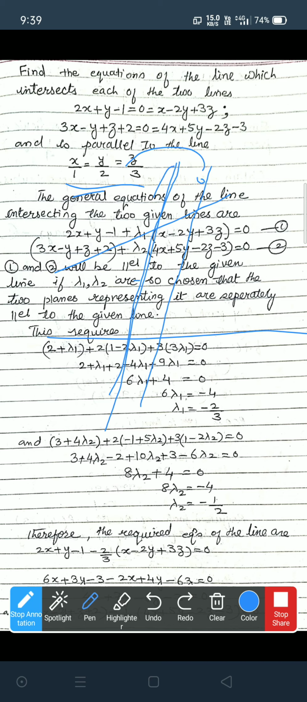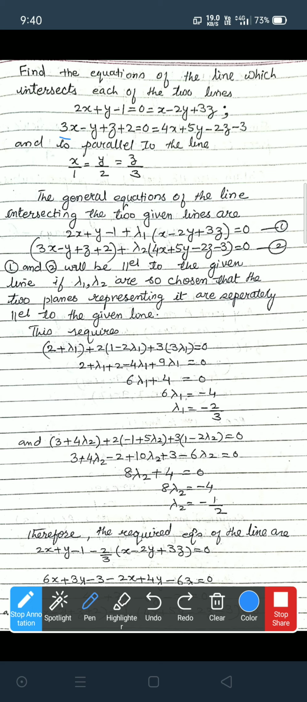We have to find the equation of this line. These two lines are given by this. The general equations of the line intersecting the two given lines are u1 plus lambda 1 v1. We saw this yesterday in systems. So u1 means the first expression of the first line, 2x plus y minus 1, plus lambda 1 into this, x minus 2y plus 3z, equals 0, and u2 plus lambda 2 v2 equals 0.